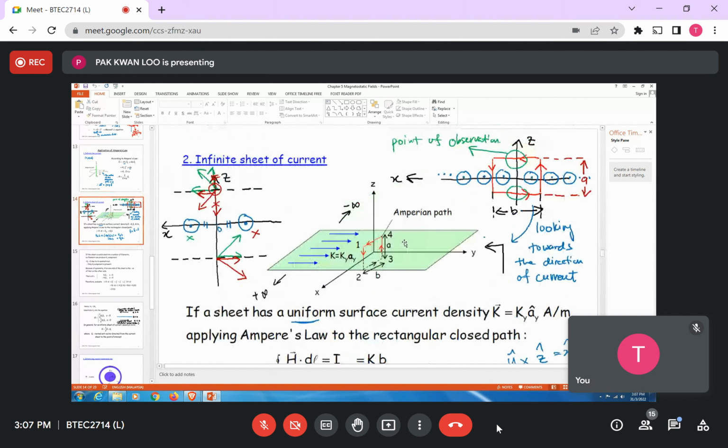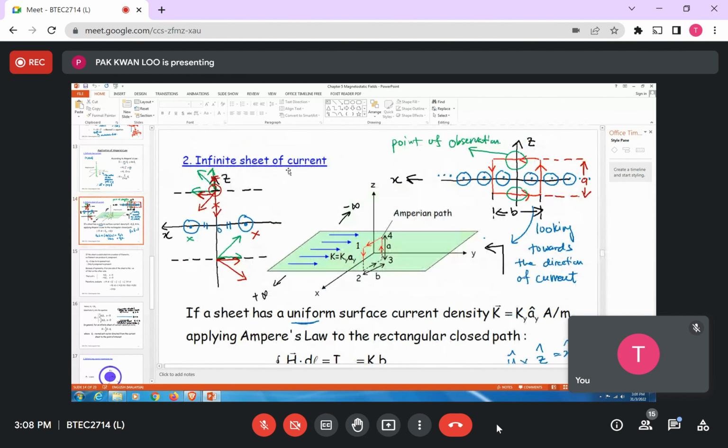So another example, infinite sheets of current. Let's say the current is directed towards the y direction, and it is a surface current, the unit is ampere per meter, and therefore when we apply Ampere's path, which is a rectangle.